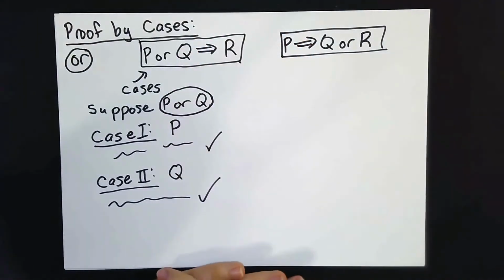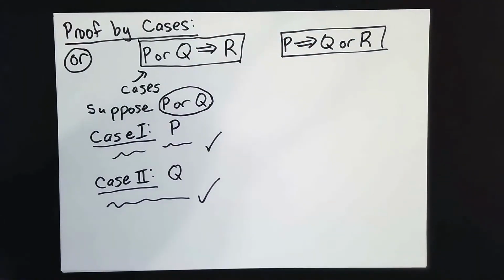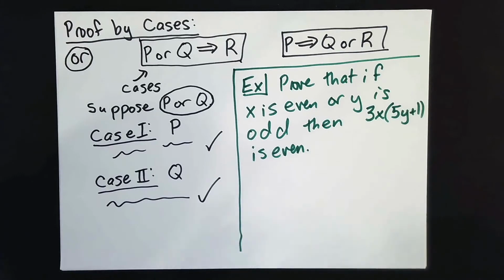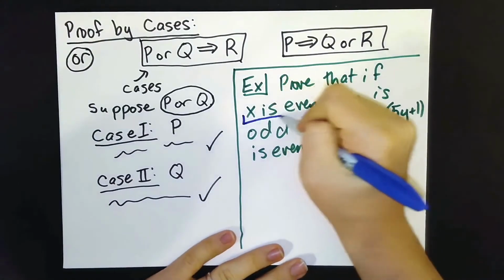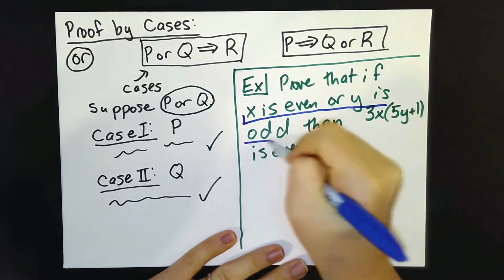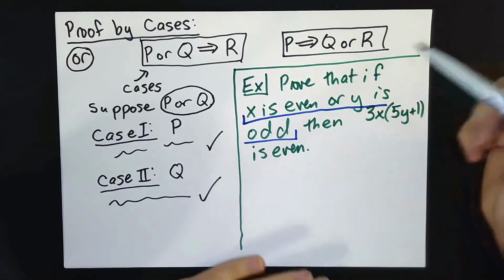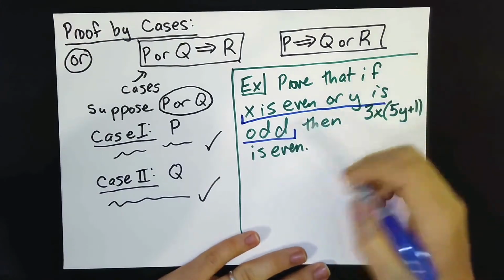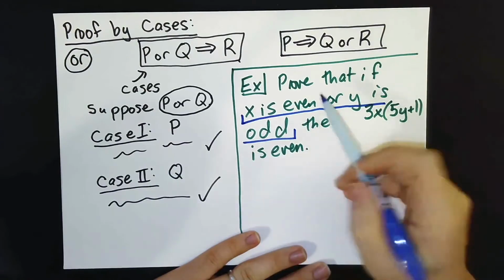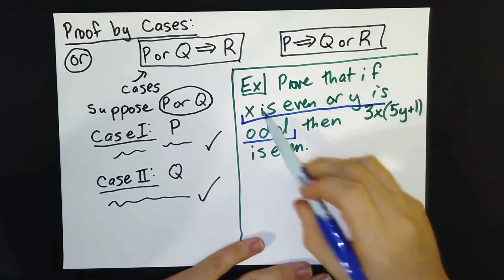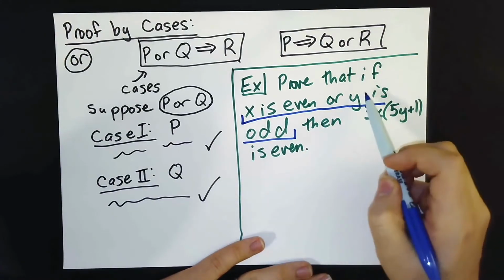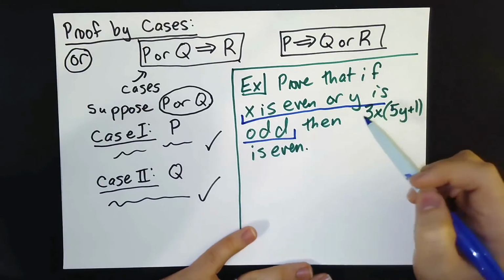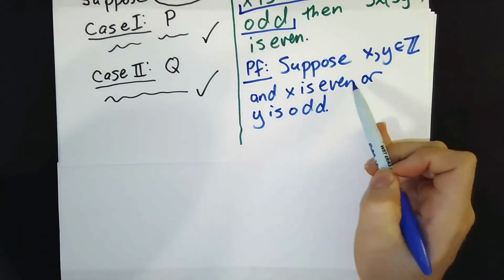Let me do an example of this. Let's prove that if x is even or y is odd, then 3x times 5y plus 1 is even. And here, the OR is super explicit, because I've given you two possibilities. I want you to show that if x is even, this is true, and if y is odd, this is true. So let's start, as usual.